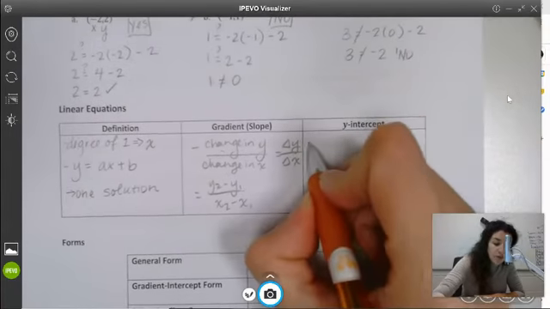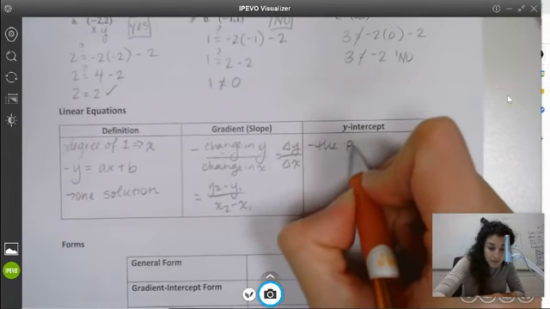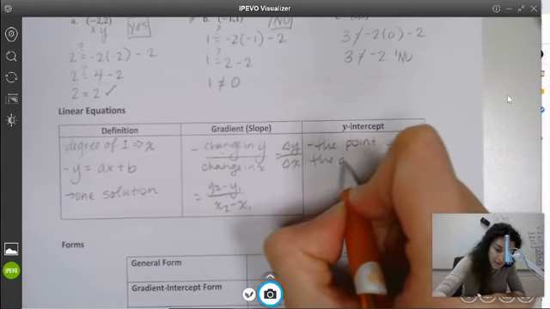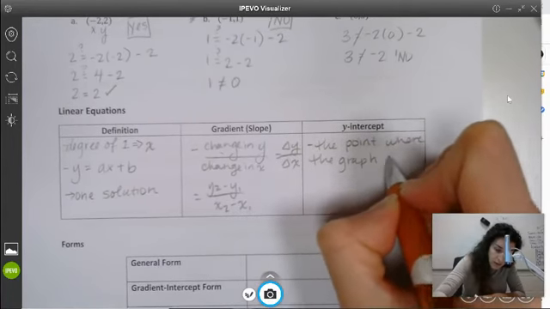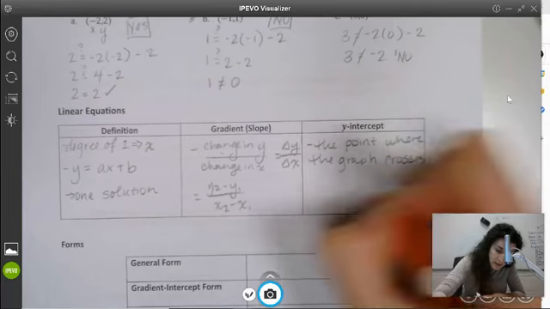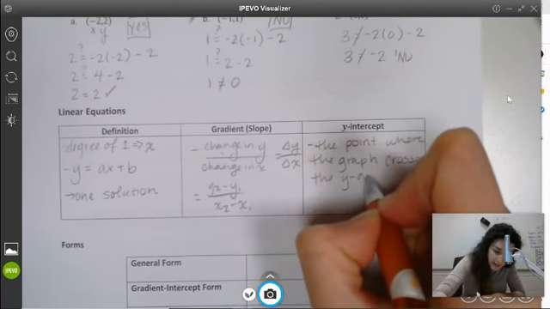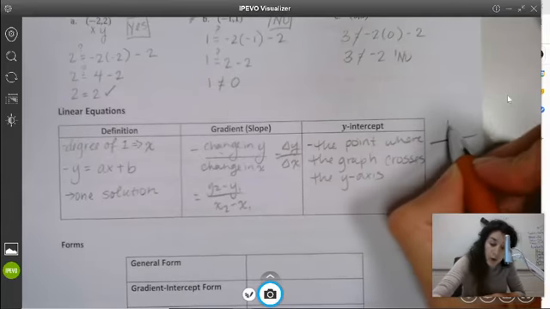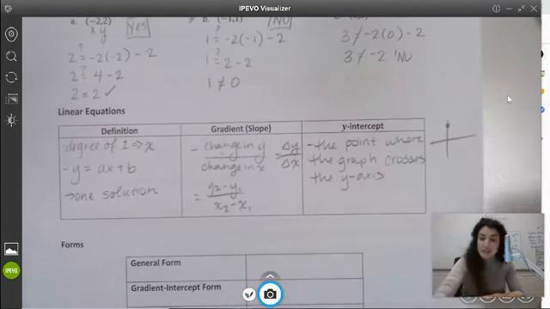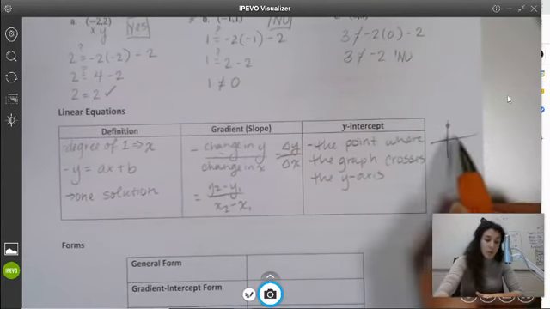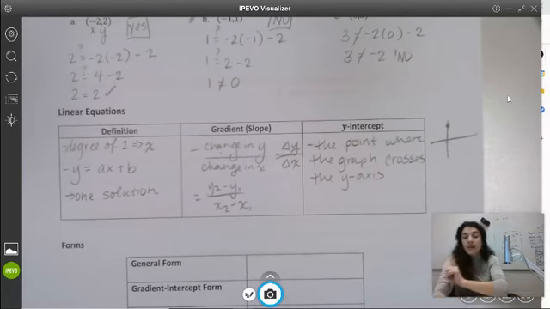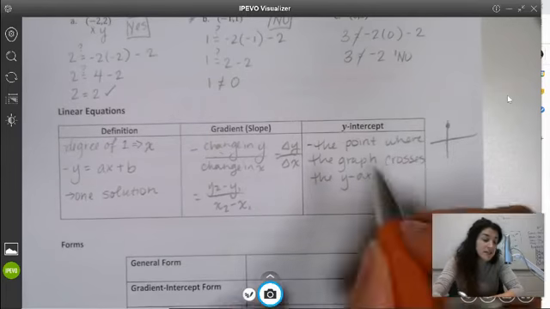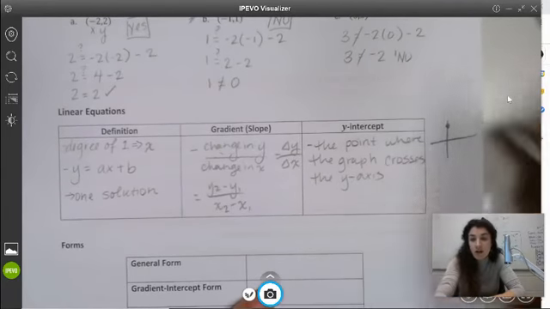Okay, y-intercept. The y-intercept is the point where the graph crosses the y-axis. The y-axis is this vertical one. The point where you cross it is going to be here, or here, or here, or here, right? It's always going to be on that line. And on that line, the truth is that your x value is 0, right? We haven't moved left or right at all.